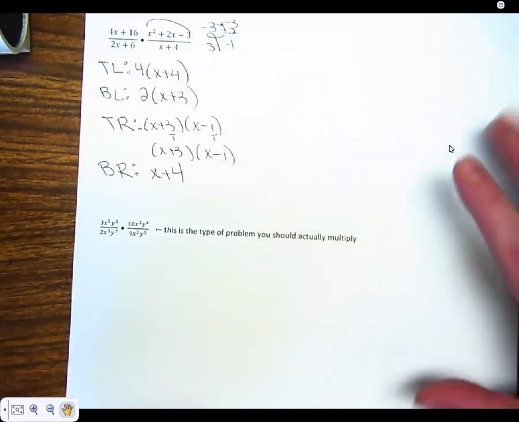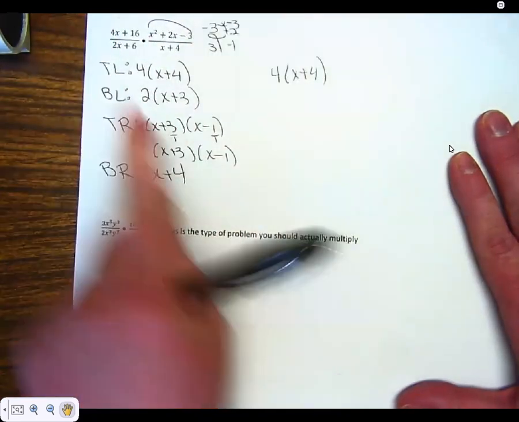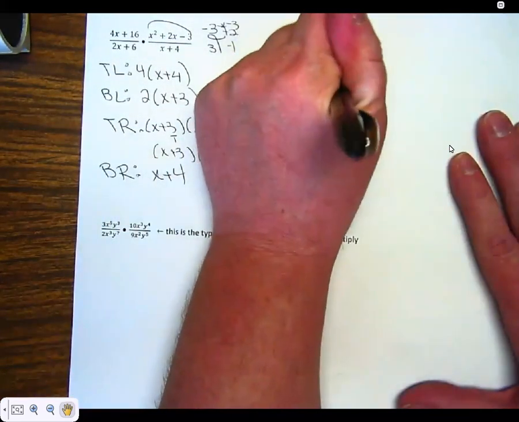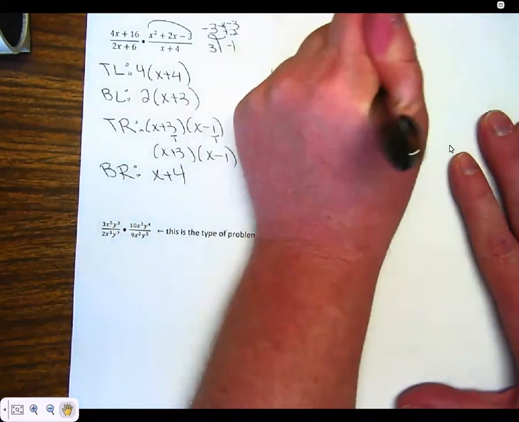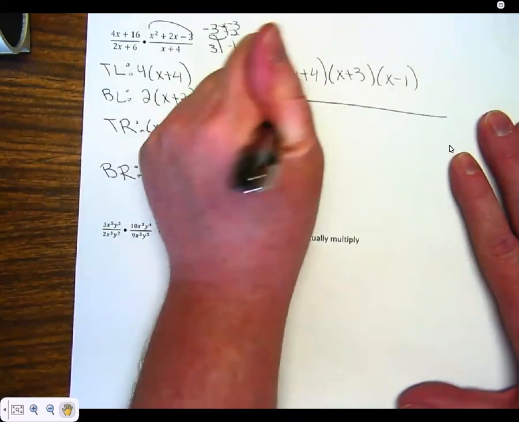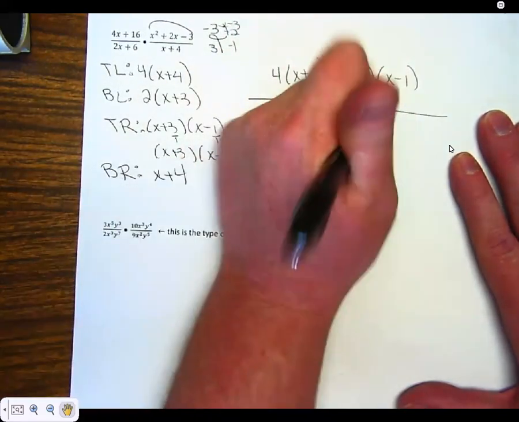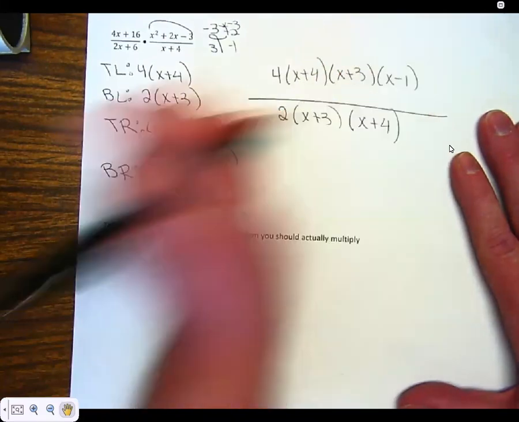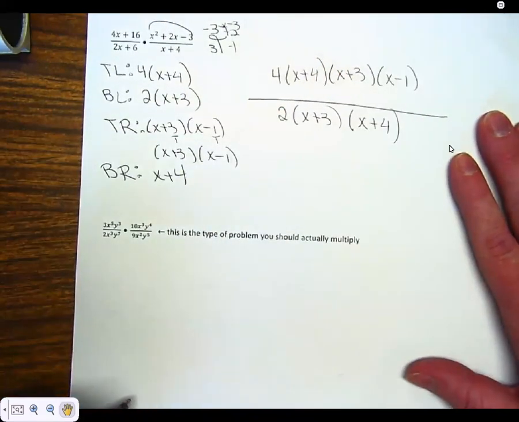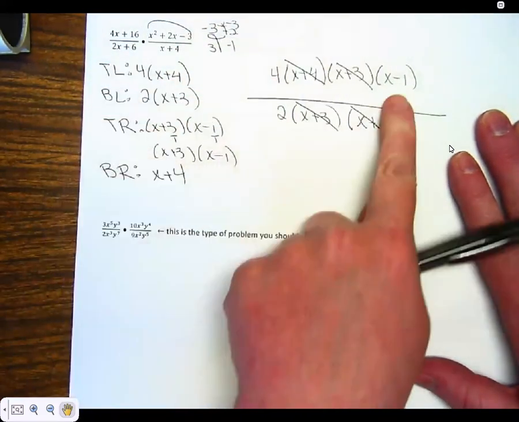All right, so now we want to set them up. So you got 4, x plus 4, x plus 3, and x minus 1. Bottom, you got 2, x plus 3, and x plus 4. Okay, so looking for bits that match. You've got x plus 4, x plus 3, and no x minus 1.